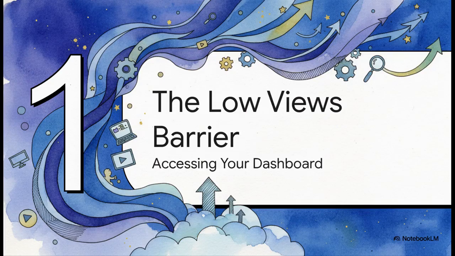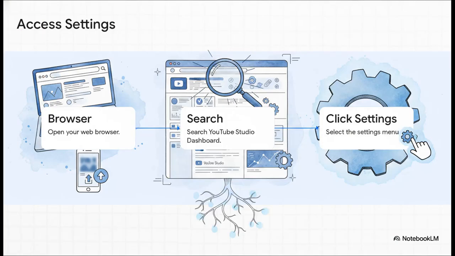All right, Section 1, the low views barrier, and all optimization begins right at the baseline dashboard. Now, this navigation sounds super basic, but you'd be surprised how many new creators miss it entirely because they just upload straight from their phone app. You absolutely must open your browser, search for the YouTube Studio dashboard, and click into the Settings menu. Getting into this specific menu is mandatory for everything else we're about to cover.